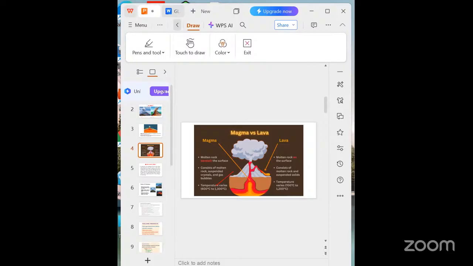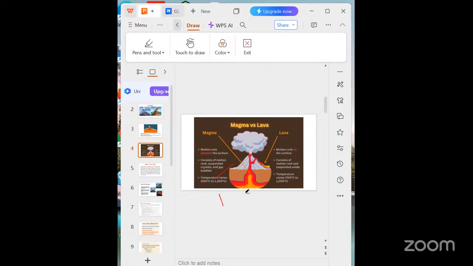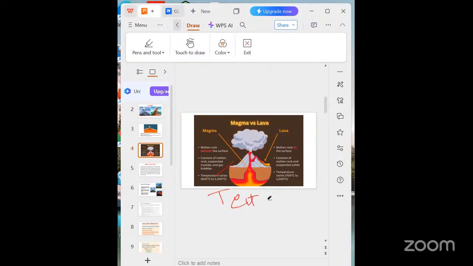So location means magma occurs beneath the earth's surface, in the mantle and in chambers beneath the volcanoes. The depth at which magma forms can vary. For instance, magma can form at tectonic plate boundaries where plates are diverging or converging, right?